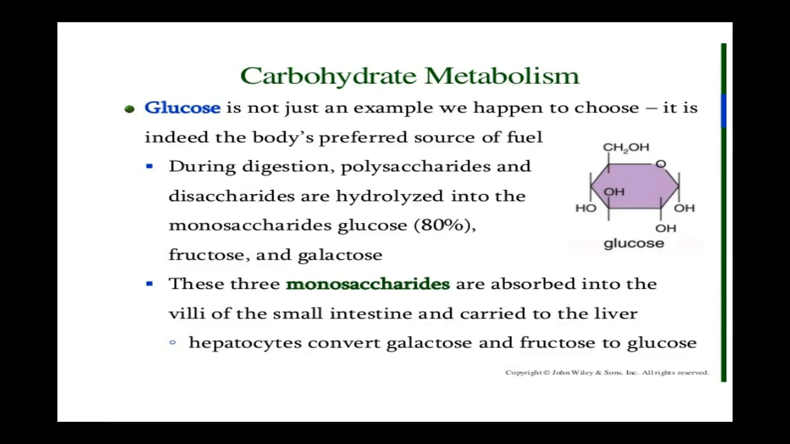Glucose is not just what we chose here; it is actually the preferred form of fuel for this Krebs cycle, also called the citric acid cycle or TCA cycle. Most of the glucose is going to be in the form of monosaccharides. Just to refresh, those are absorbed into the villi of the small intestines, carried to the liver via the hepatic portal vein in the bloodstream, and then taken into the cells with the help of insulin.